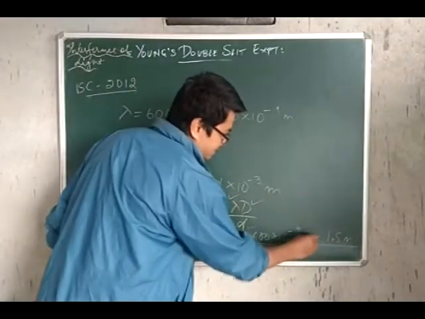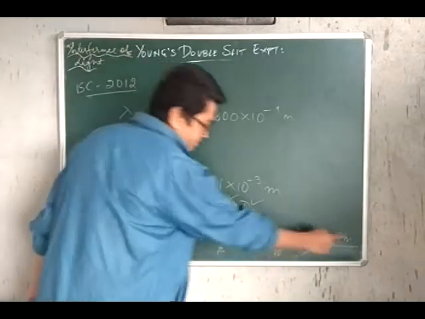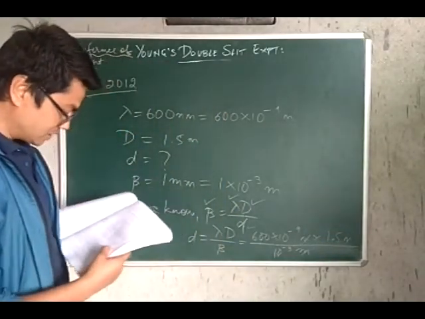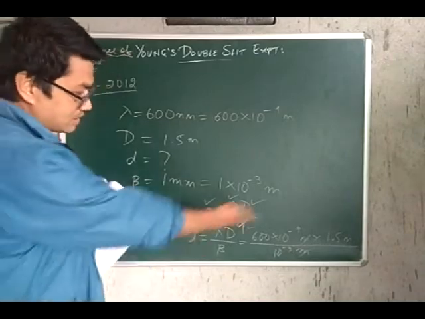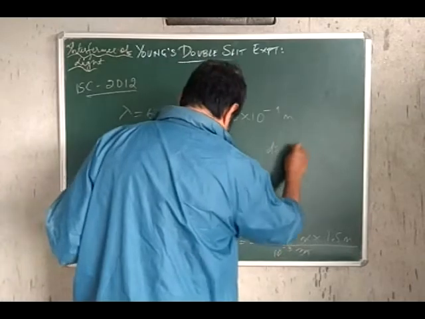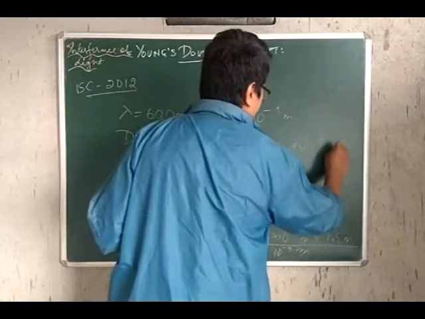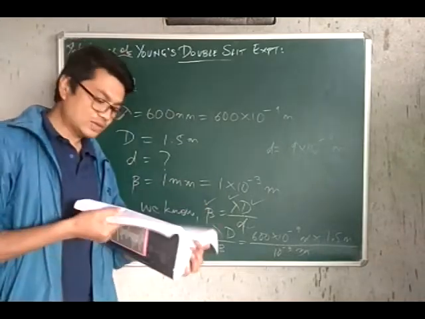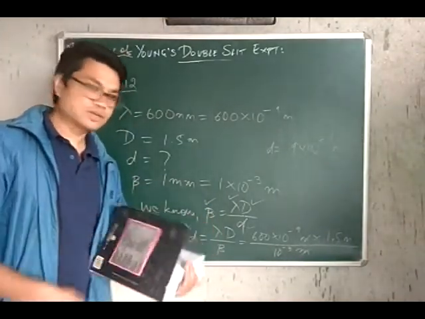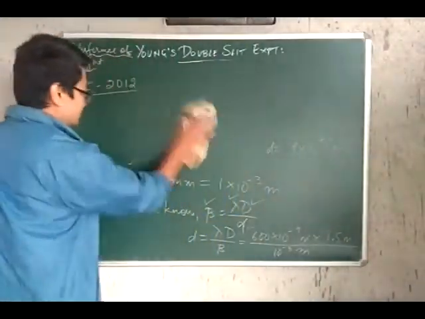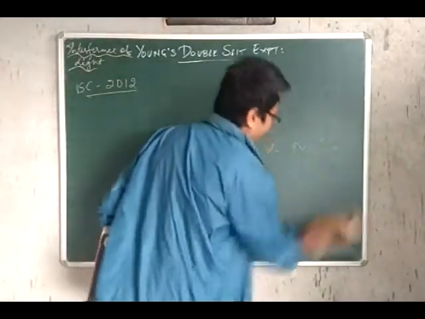The meters divide each other and d comes in meters. You can also convert d to millimeters. So use your calculator and small d comes out to be 9 into 10 to the power minus 4 meters. Very simple. You get this kind of simple numerical. So let me erase this. This is numerical number 1.